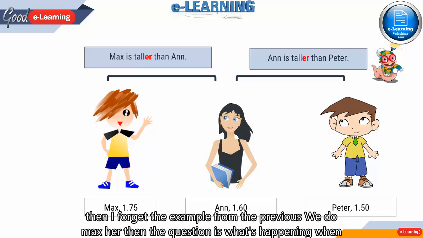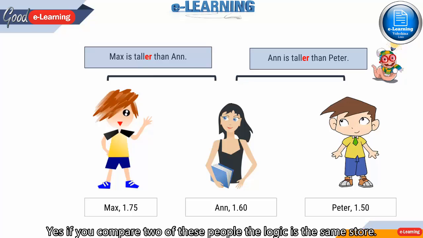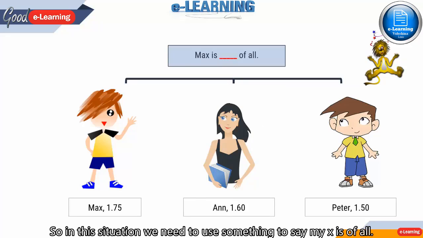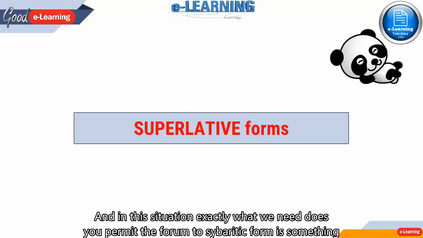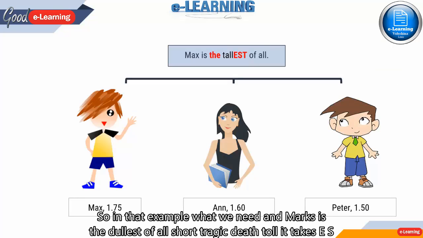The question is, what's happening when there is a third person? If you compare two of these people, the logic is the same. Anne is taller than Peter. Clear. But the idea is to compare all of them. So in this situation, we need to use something to say Max is the tallest of all. And in this situation exactly, we need the superlative form, which we are going to examine now.